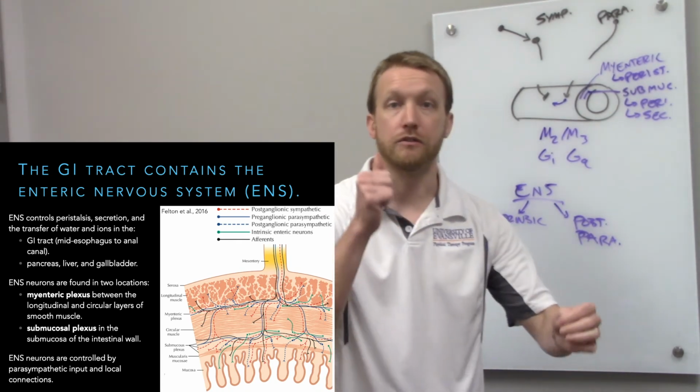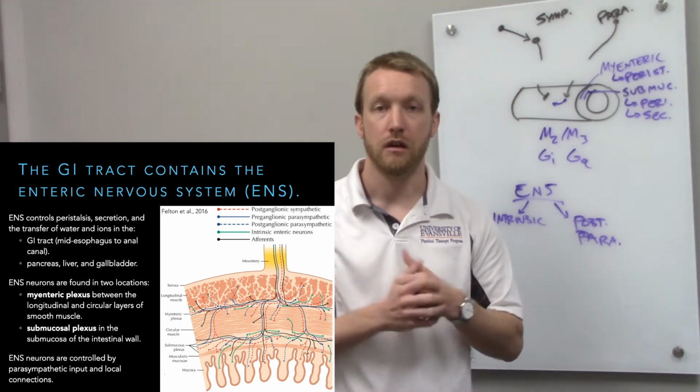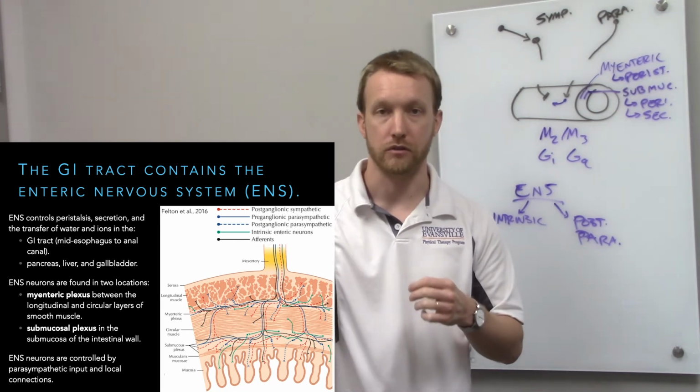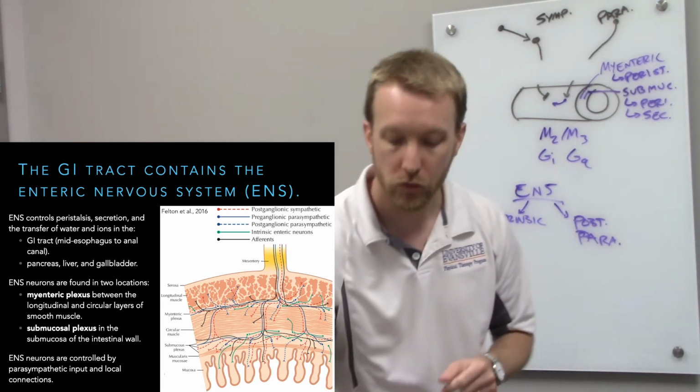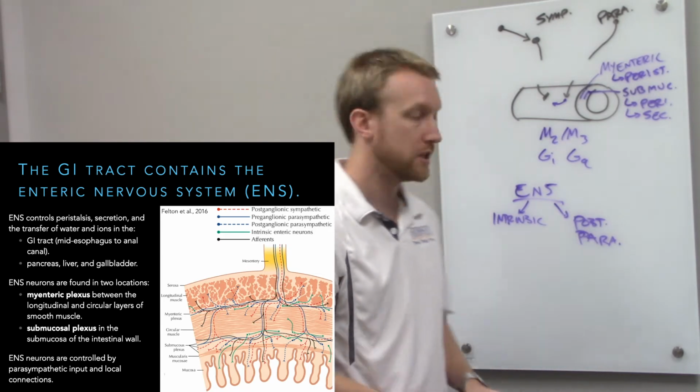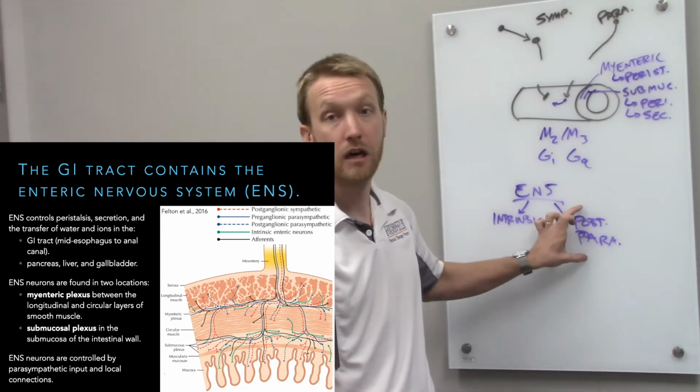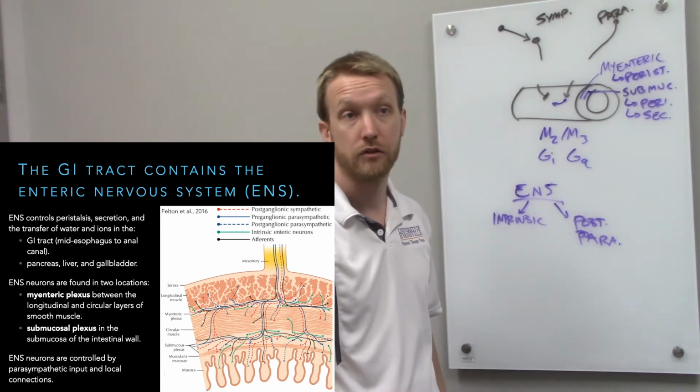So that ENS serves the GI tract as well as some of the other associated organs, pancreas, liver, gallbladder. So they have their own nervous system. Some that's totally independent and some that gets input from the autonomic nervous system.